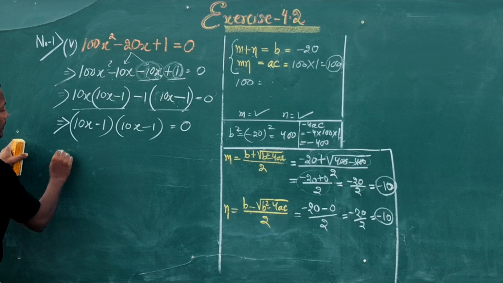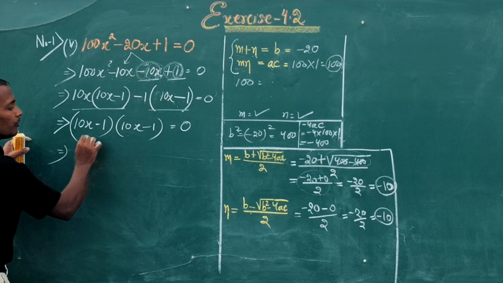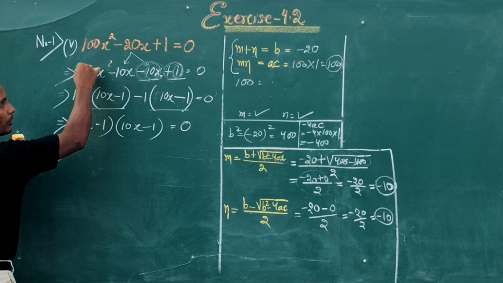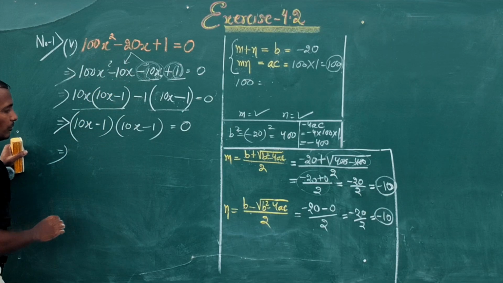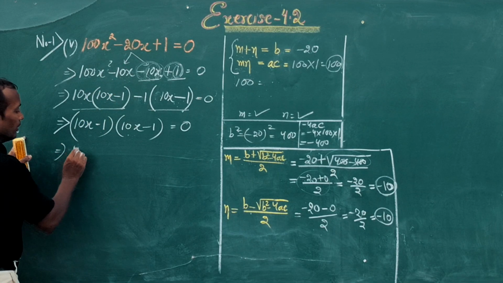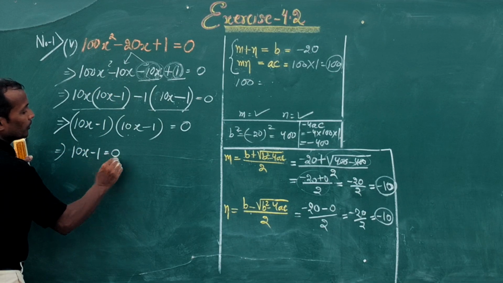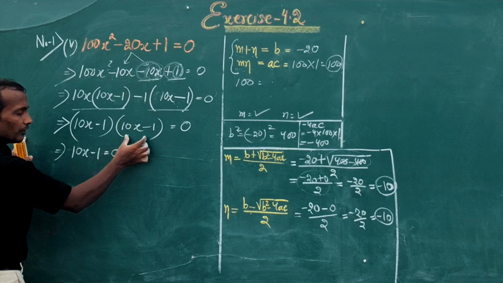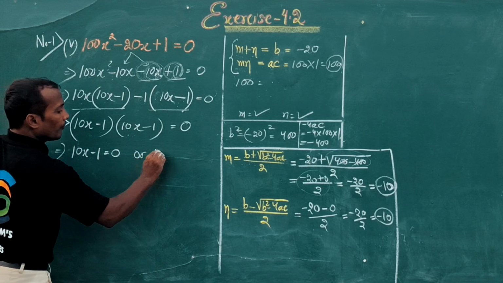So we have now two factors. We have factorized now our quadratic polynomial. Now we will find out the solutions. We will write 10x minus 1 is equal to 0. The first polynomial is equal to 0, or the second polynomial is equal to 0.